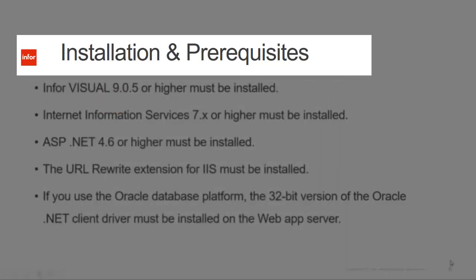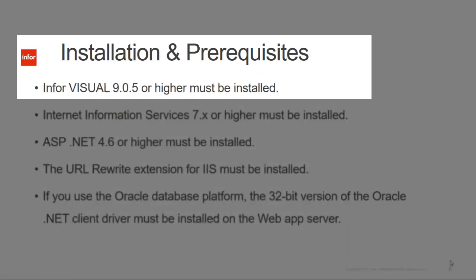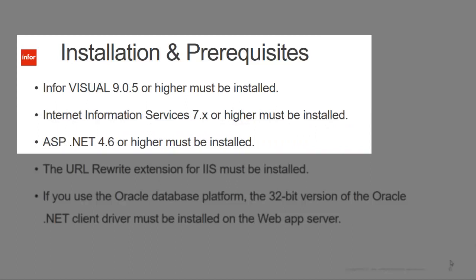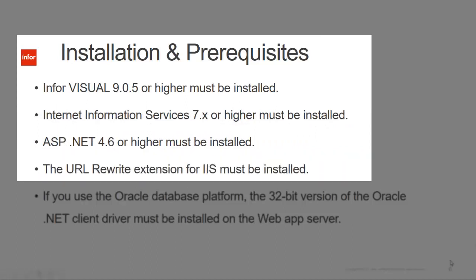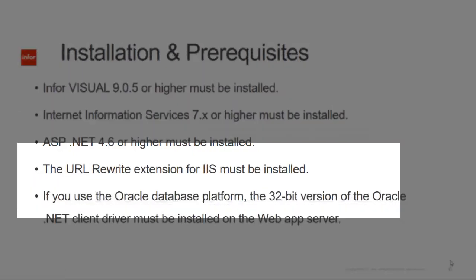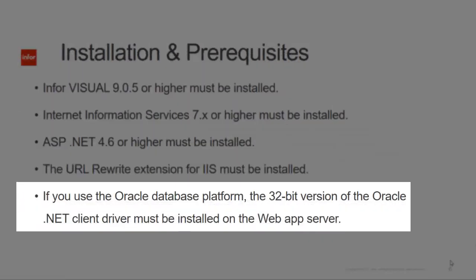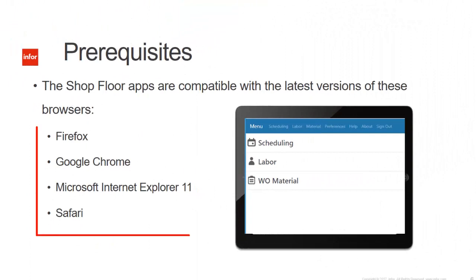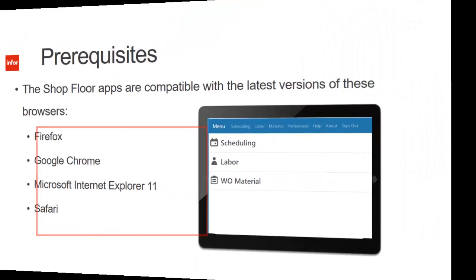As prerequisites, the following applications must be installed: Infor-Visual 905 or higher, Internet Information Services 7.x or higher, ASP.NET 4.6 or higher. Additionally, the URL rewrite extension for IIS must be installed. Also note, if you use the Oracle Database Platform, the 32-bit version of the Oracle.NET client driver must be installed on the web application server. The Shop Floor application is also compatible with the latest versions of the following browsers.